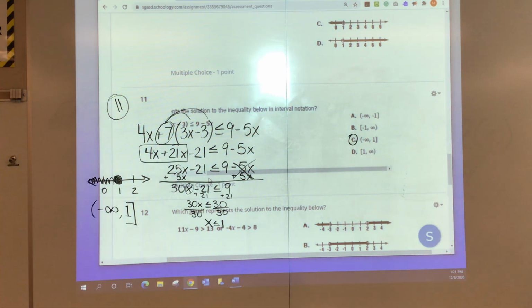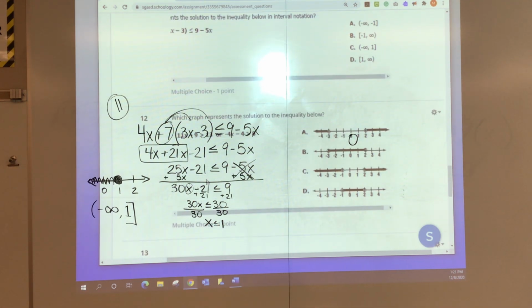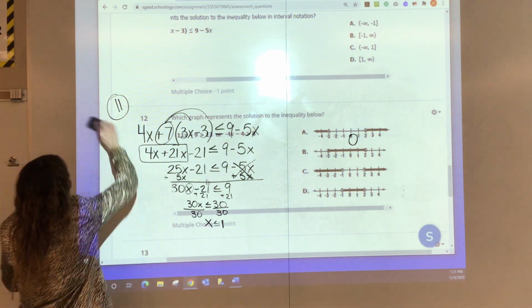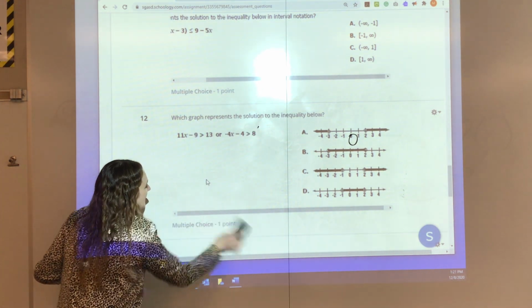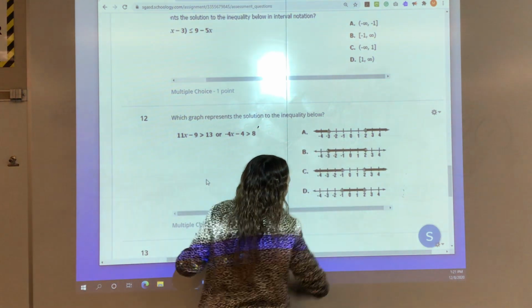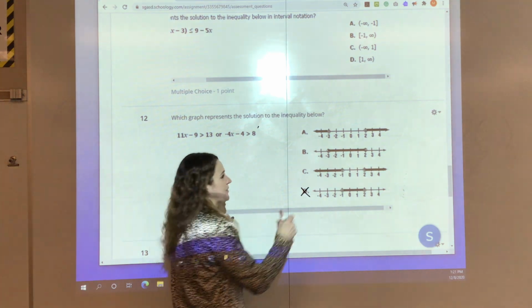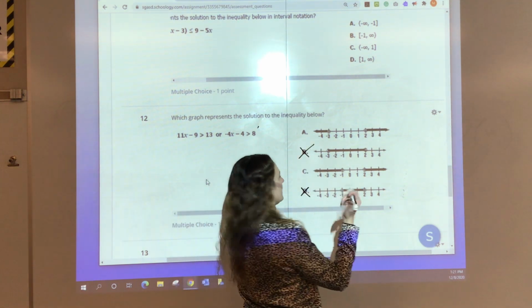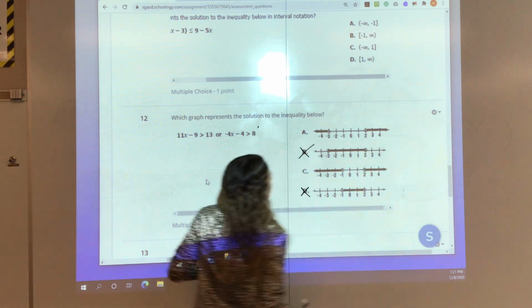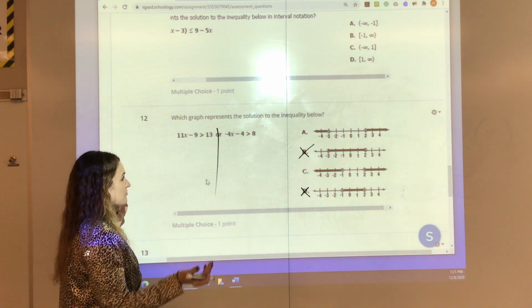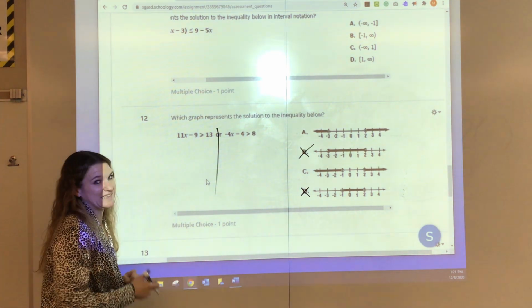Let's take a look at number 12. Number 12 is a compound OR inequality. And a little hint about compound OR inequalities is they are shaded OR out. So, looking at the graphs, I can definitely eliminate 2 of these graphs. I know it's not going to be letter D, and I know it's not going to be letter B, because I need OR compound inequalities, which means they need to go out. With OR compound inequalities, you graph them completely separately. You also solve them completely separately.